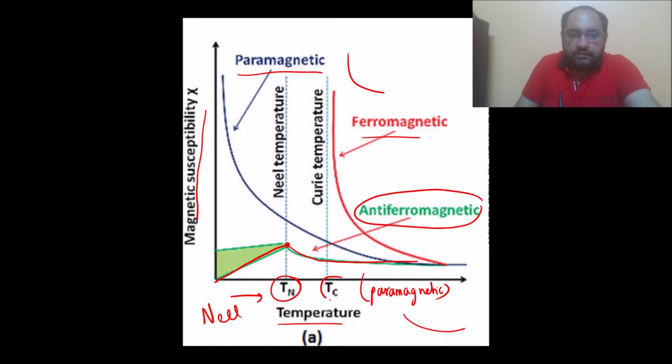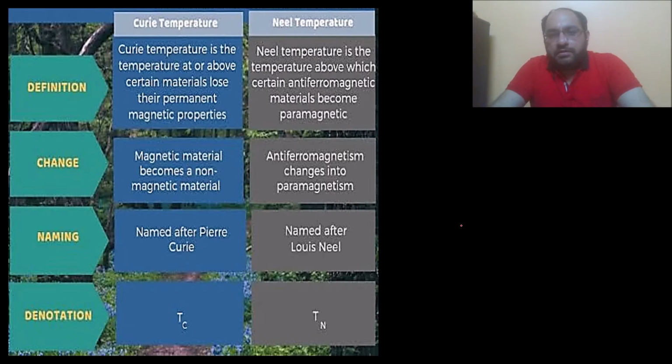And what is Tc? Tc is the Curie temperature. The Curie temperature is the temperature where paramagnetic materials lose their magnetism. Ferromagnetic materials also lose their magnetism. So what is the difference between Curie temperature and Néel temperature?